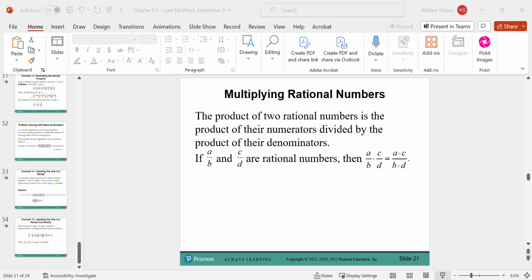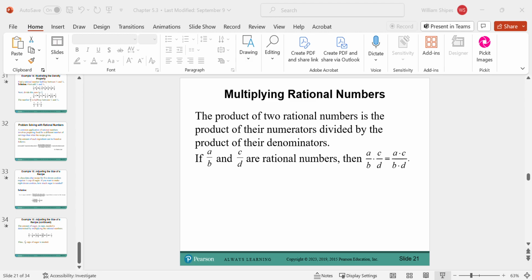So I've heard this called before keep, change, flip, because you keep the first term, you change the sign from a division to a multiplication, and then you flip the second fraction. So with a division of fractions, you keep, change, flip. Divide if possible and reduce the quotient to its lowest terms.